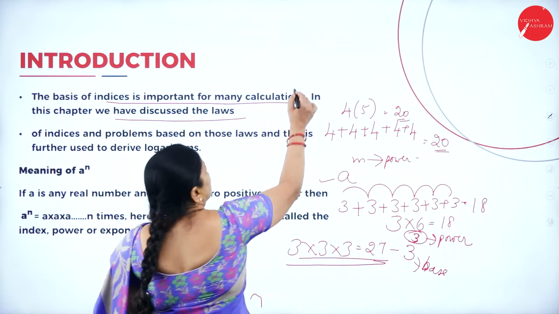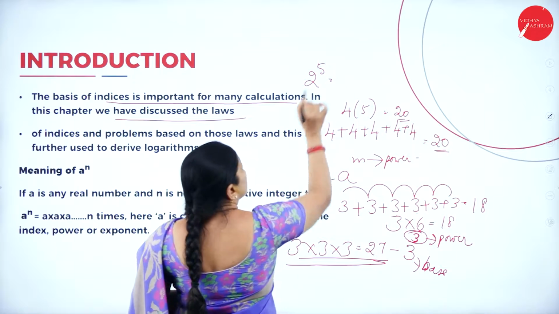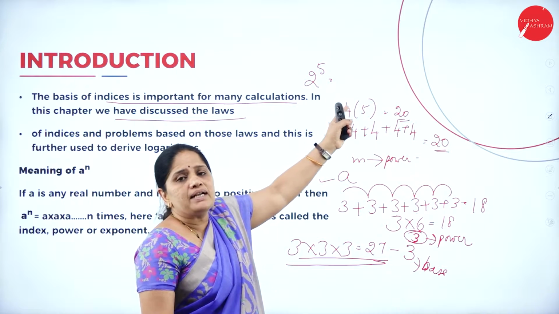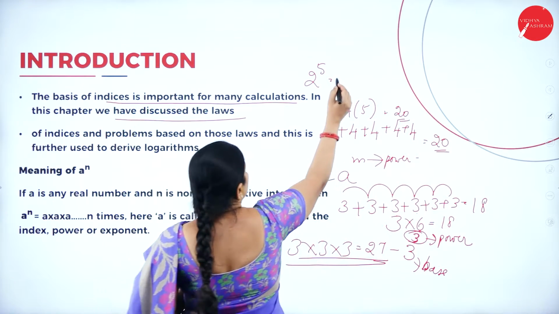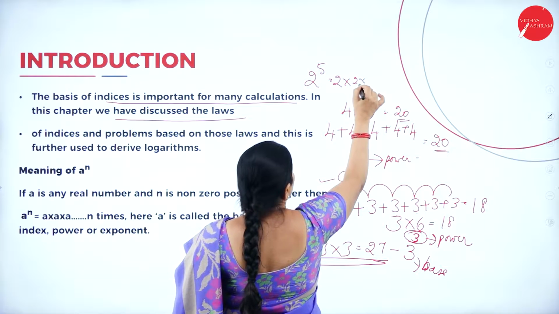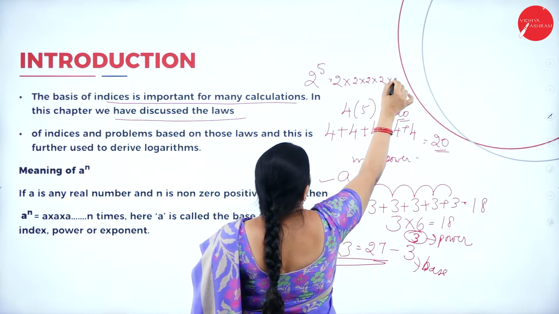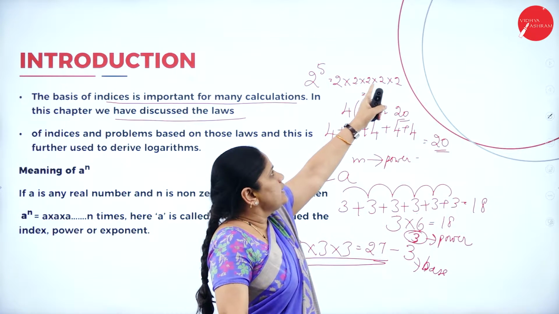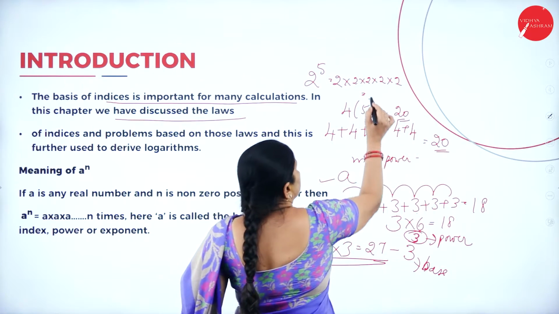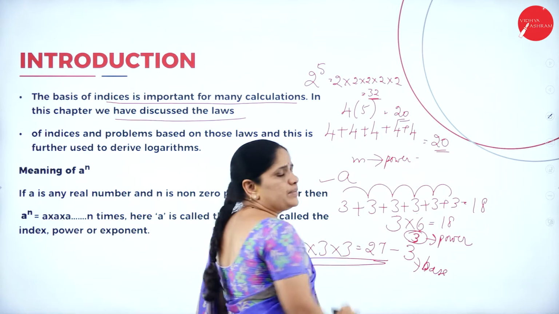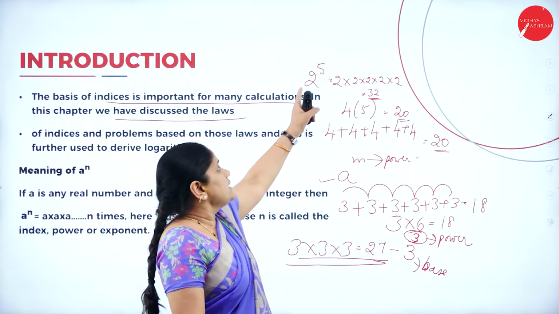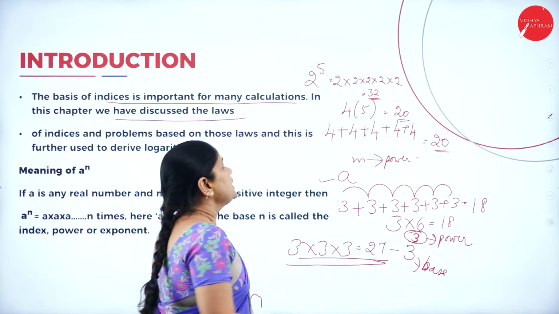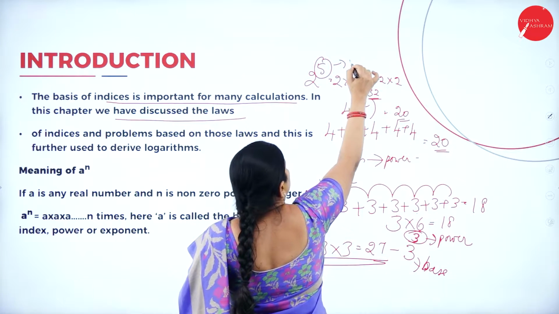Suppose I write 2 to the power 5. Now what does it indicate? It indicates that this number 2 has to be multiplied 5 times. So it will be 2 into 2 into 2 into 2 into 2. So what is the answer I am getting? 2 into 2, 4. 4 into 2, 8. 8 into 2, 16. 16 into 2, 32. So this is the number I am getting. So whenever there is a number which is raised to another number, this number is called as the index.